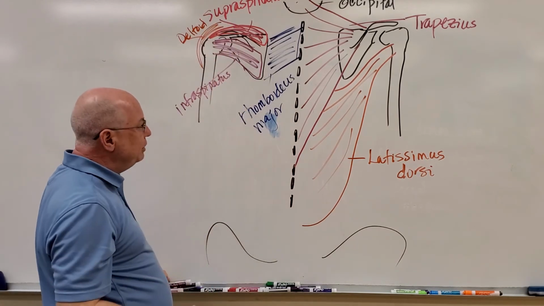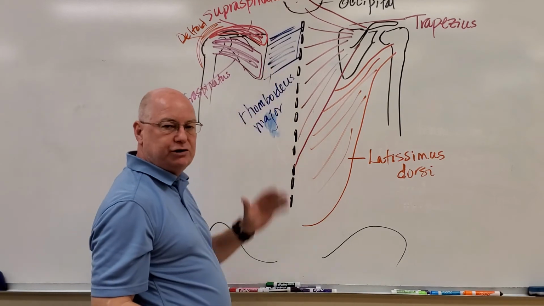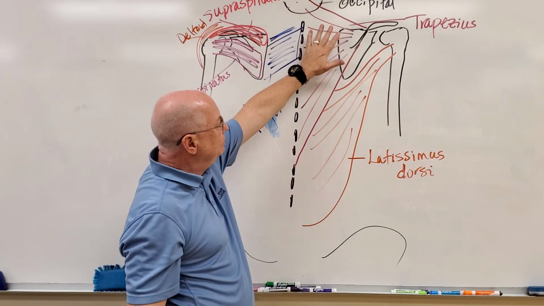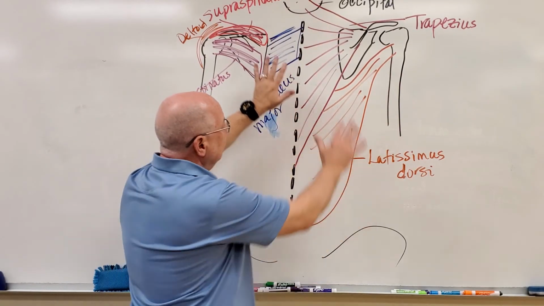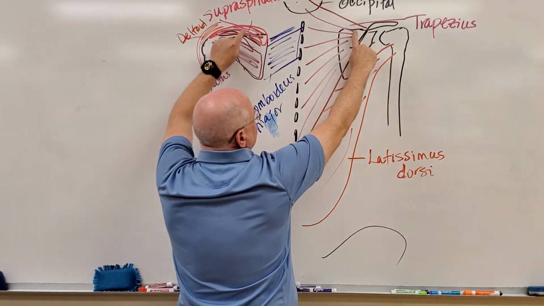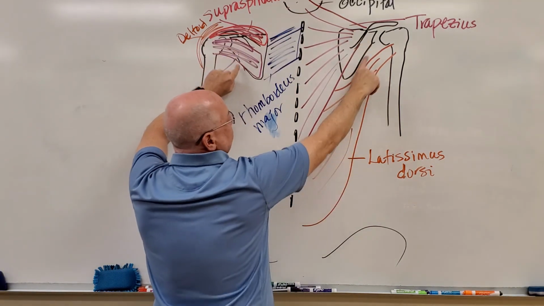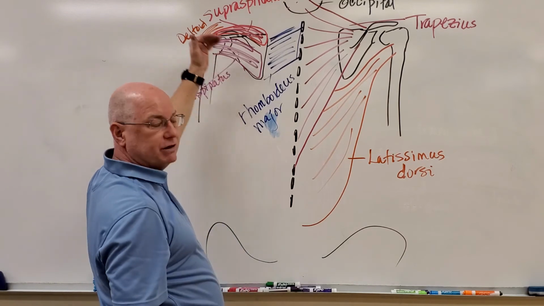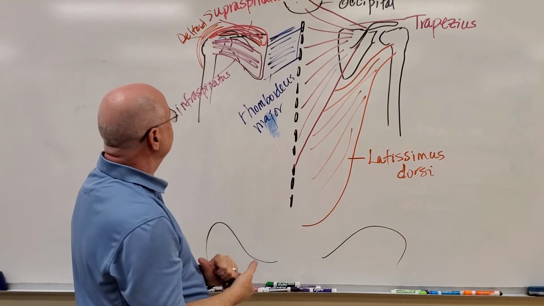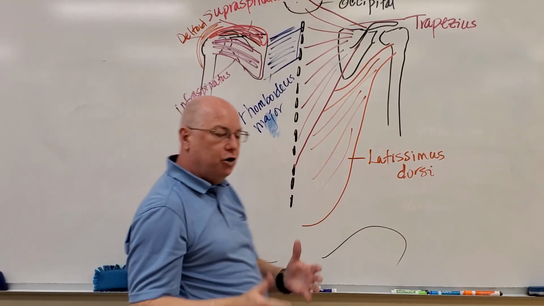So this gives you a pretty good idea of a lot of the muscles of the posterior of the body. The trapezius, the latissimus dorsi. If I peel those off, I would have a supraspinatus and infraspinatus, the teres major and minor, the subscapularis, and the deltoid muscle. Okay? So I hope that this was helpful.